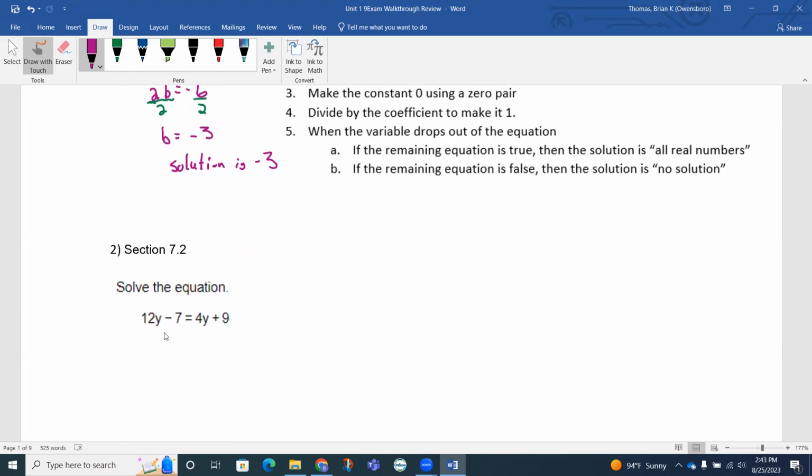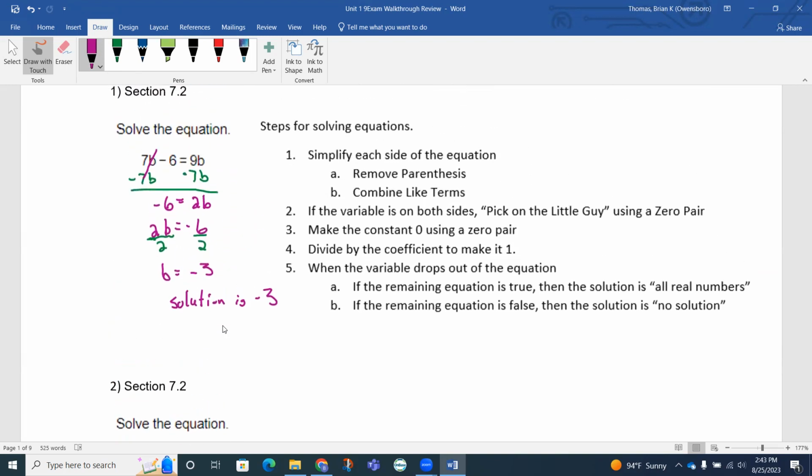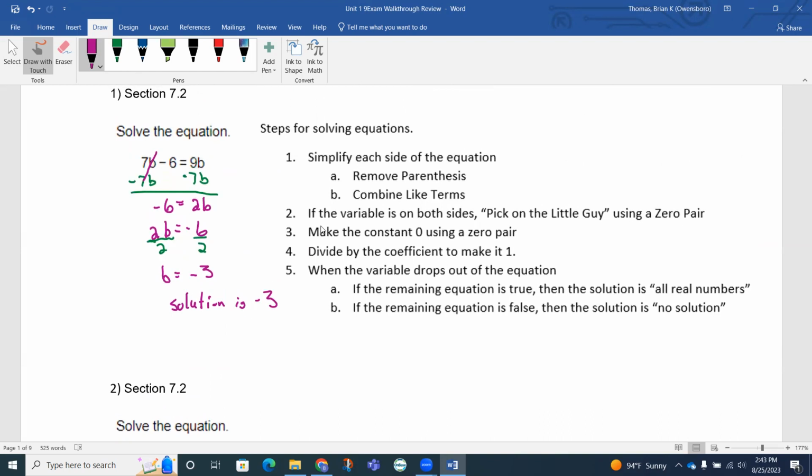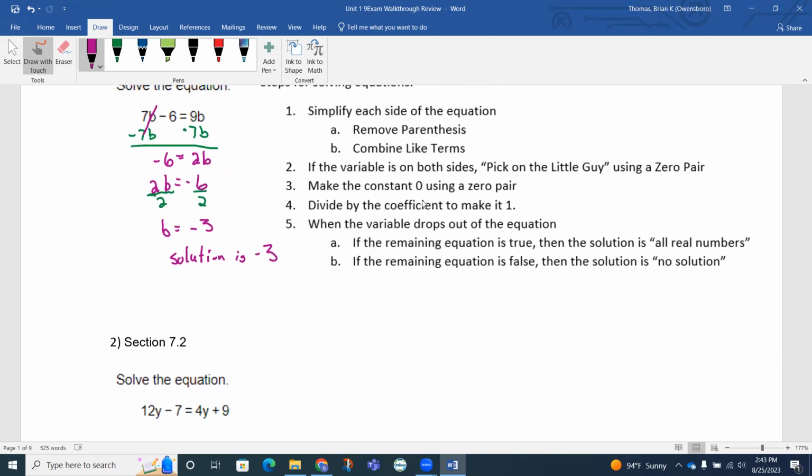The next equation we have is 12y minus 7 is equal to 4y plus 9. Remember, the steps are above, so we have these steps to go through again. The first step says simplify each side of the equation. What we're looking for is, if there's any parentheses, remove them. If there are like terms, combine the like terms.